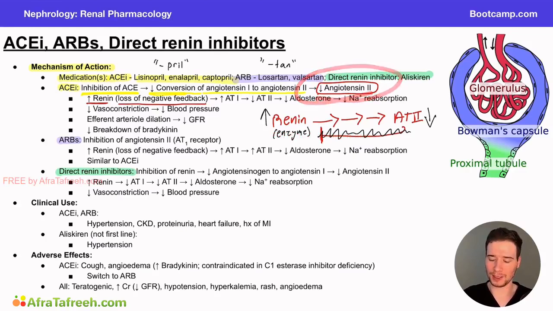We're not making angiotensin 2. We lose the downstream effect that would actually inhibit the further release of renin. And so that's why we see elevated renin, because our body thinks we need more angiotensin 2. The problem is we can't actually create it because we're taking a medication blocking the pathway.